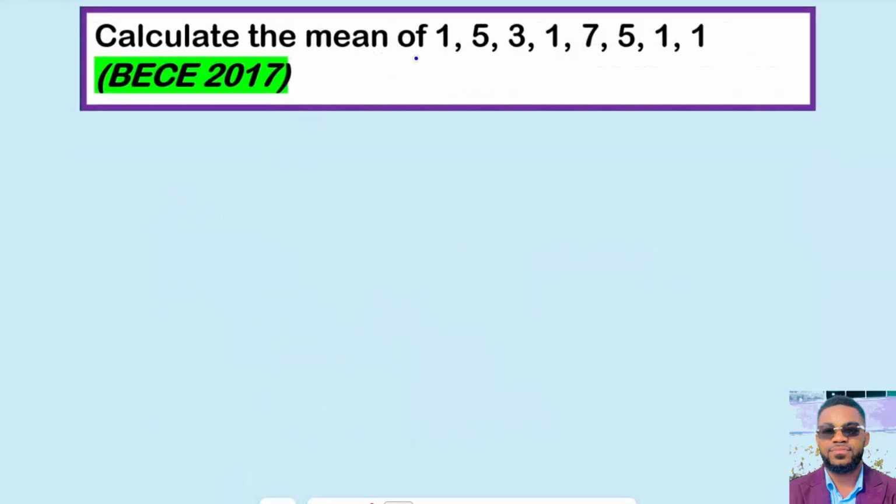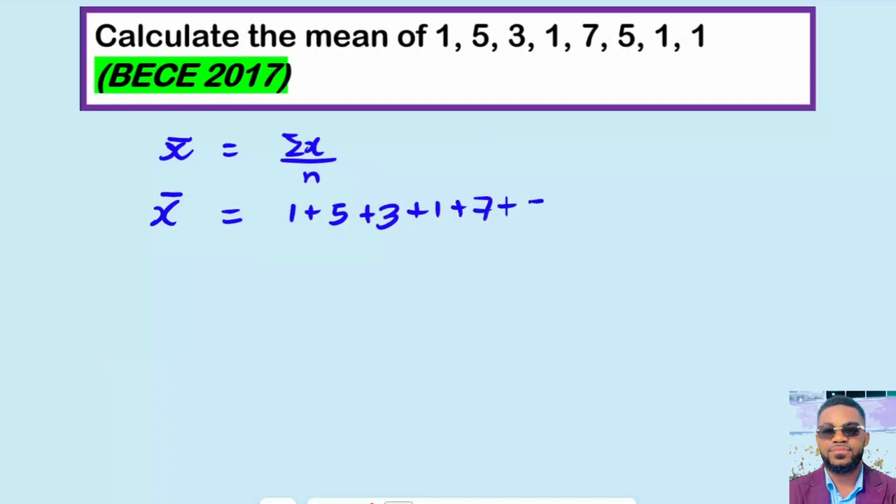We have to calculate the mean of 1, 5, 3, 1, 7, 5, 1, 1. So this is a discrete data. And as usual, we just have to quote our formula, which is x bar equal to the sum of x out of n. So x bar, which is the mean, is equal to the sum of x, and these are the x values. So that's going to be 1 plus 5 plus 3 plus another 1 plus 7 plus 5 plus 1 plus 1. And all divided by the number of items, which is 1, 2, 3, 4, 5, 6, 7, 8. So we have it out of 8 here.